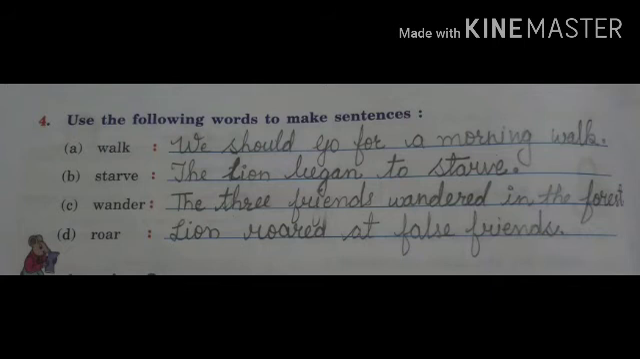Yes, my dear students, this is a very new activity. This is a new exercise for you because in your class 2, no exercise was given of this kind. So, first you please hear it properly. First one is walk. There are words given here in front of you, A, B, C, D. You can see walk, starve, wander and roar. You have to use these words to make a sentence.